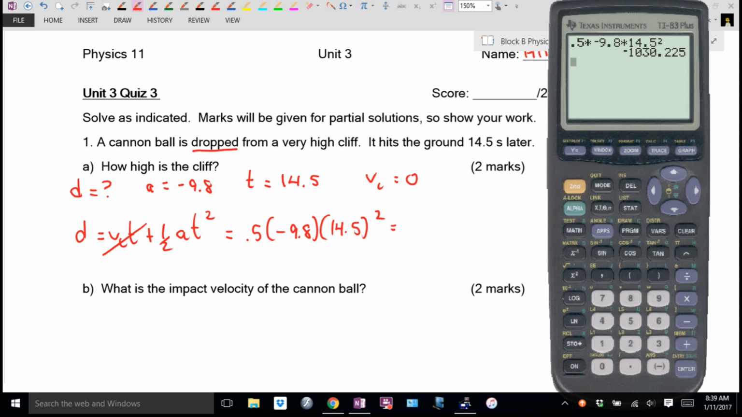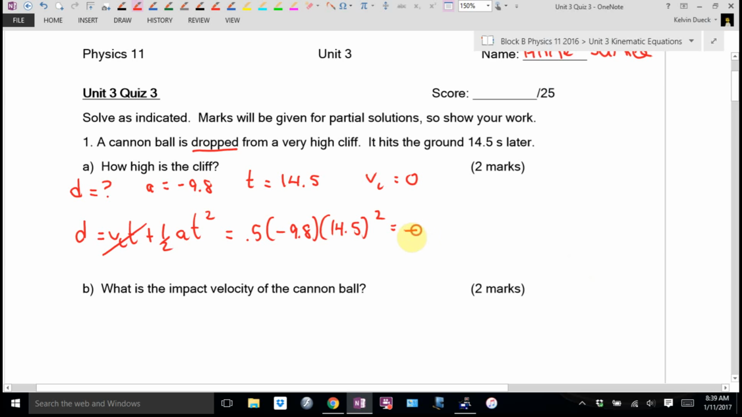I say, hey, I'm pretty good with that. Technically, I guess I should go to 3 sig figs, so I'm going to go negative 1,030 meters. If you didn't put the negative, because I said how high, and height's a scalar, I'm fine with that as well. If you have that, this will give you 2 out of 2. Otherwise, I would give you 1 mark for the equation, half mark for the numbers, half mark for the answer.